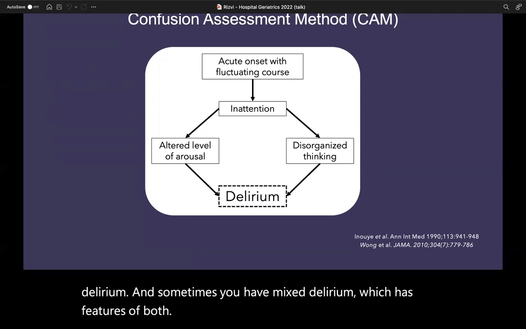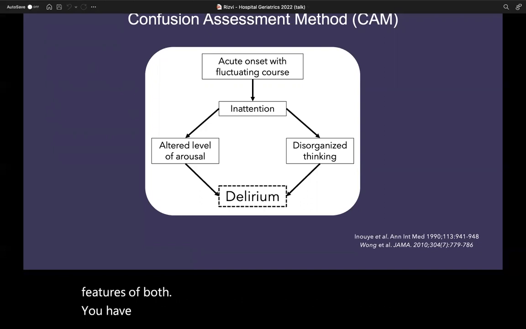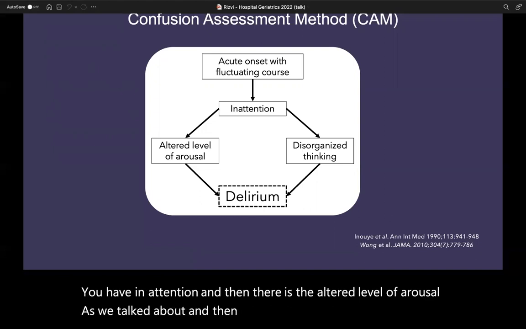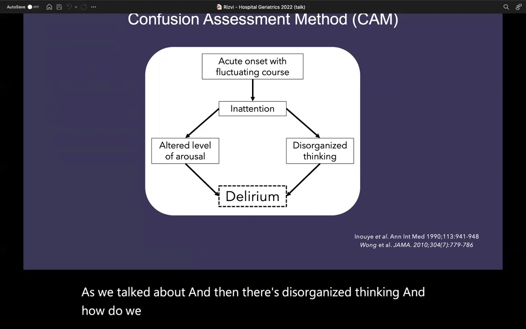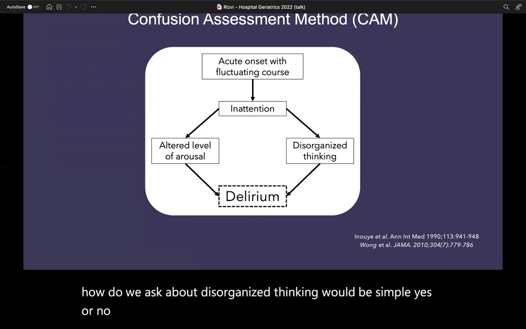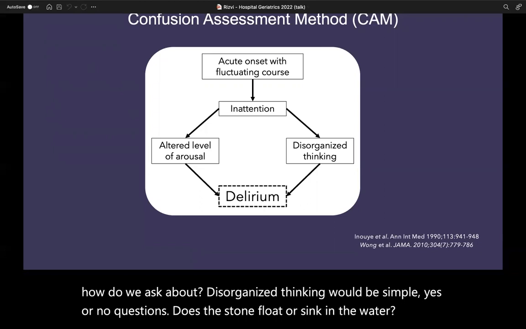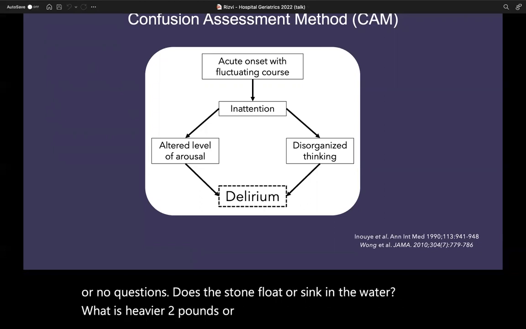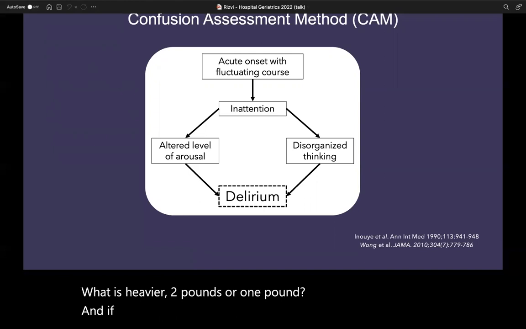You have inattention, and then there is the altered level of arousal, as we talked about, and then there's disorganized thinking. And how do we ask about disorganized thinking? Would be simple yes and no questions. Does the stone float or sink in the water? What is heavier, 2 pounds or 1 pound? And if they cannot answer you properly, then they certainly have disorganized thinking and therefore delirium.